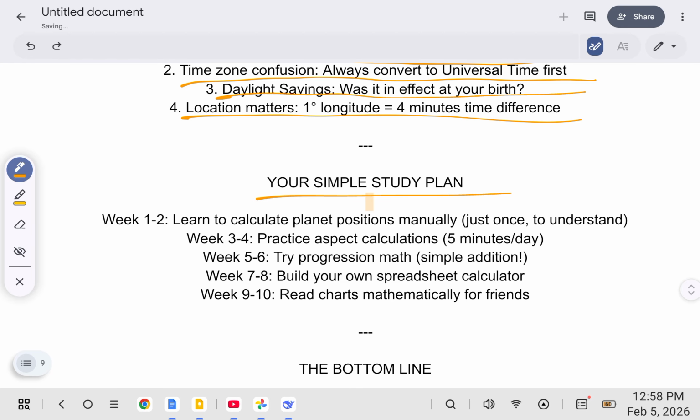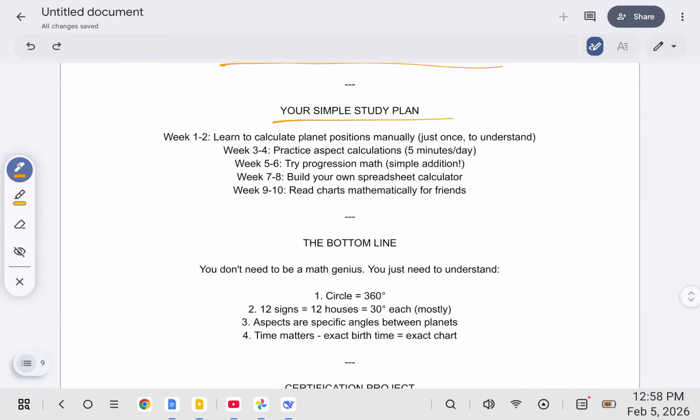Here's the simple study plan. If you want to follow it, you can learn to calculate planet positions manually just once to understand. Practice aspect calculations 5 minutes a day. Try progression math, simple addition. Build your own spreadsheet calculator and read charts mathematically for friends.